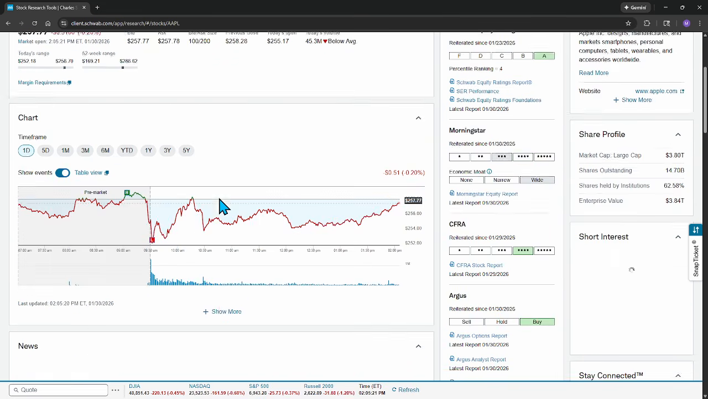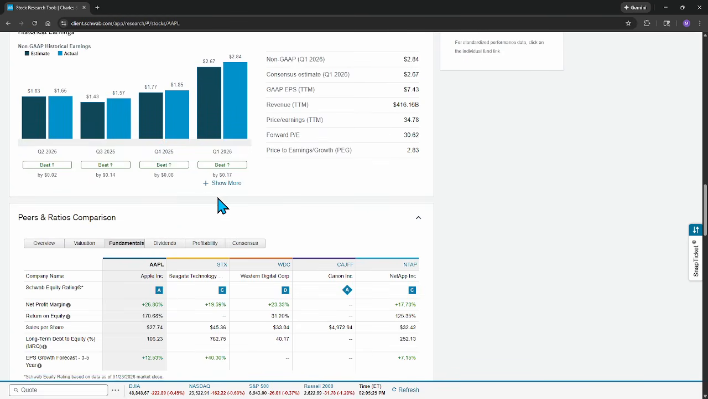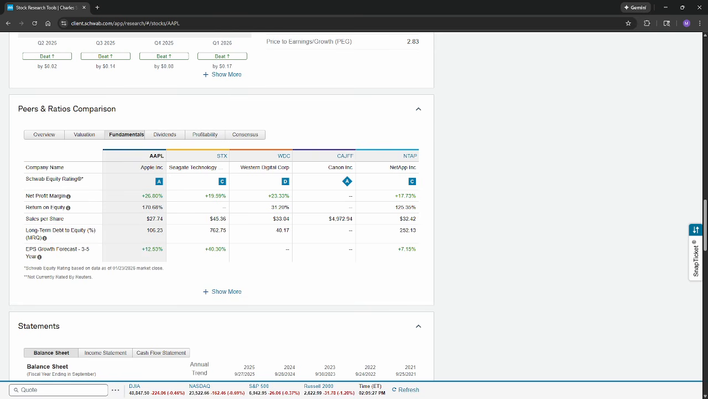Now, what I'm going to do is scroll down into some ratios here, and we do get an interesting selection to take a look at right off of Schwab.com. It does give us some peer and ratio comparisons, as you can see right here. Specifically, I wanted to look at return on equity right there. You can see it's quite high. In fact, it's right around 170.